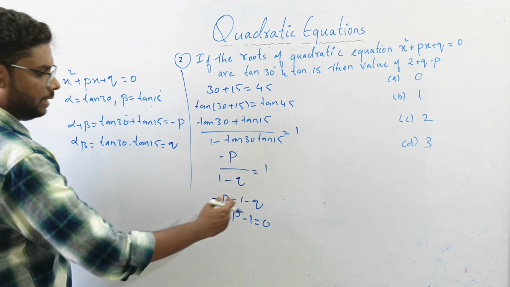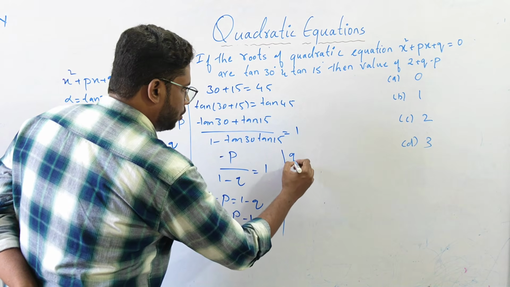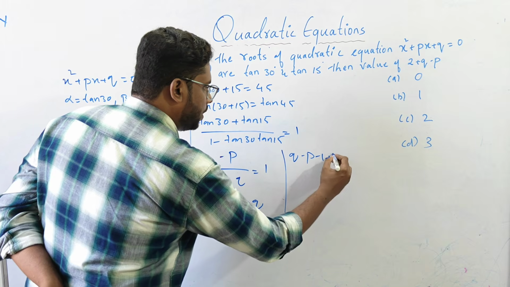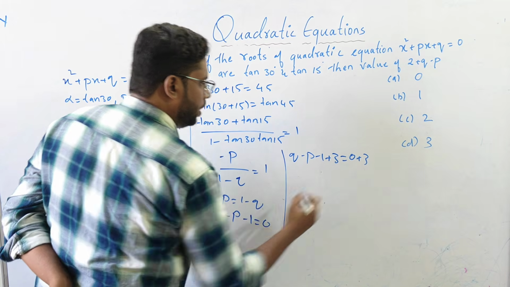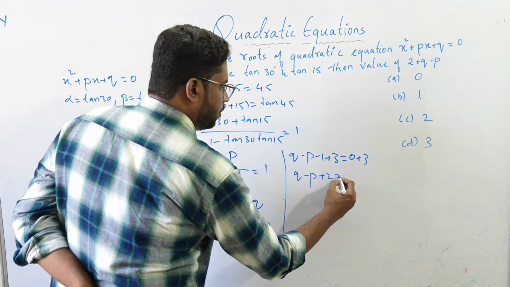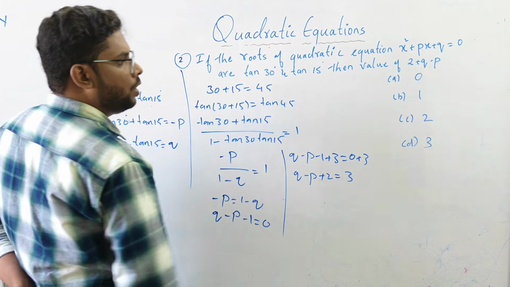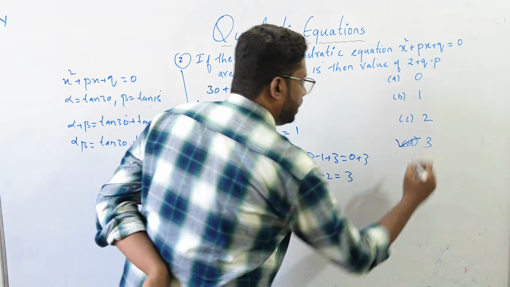I will add 3 on both sides. If I add 3 on both sides, what do you get here? q minus p minus 1 plus 3, which is equal to 0 plus 3. So what I get: q minus p plus 2, which is equal to what? 3. So this answer we need, that is equal to 3. That is option D, the correct answer.